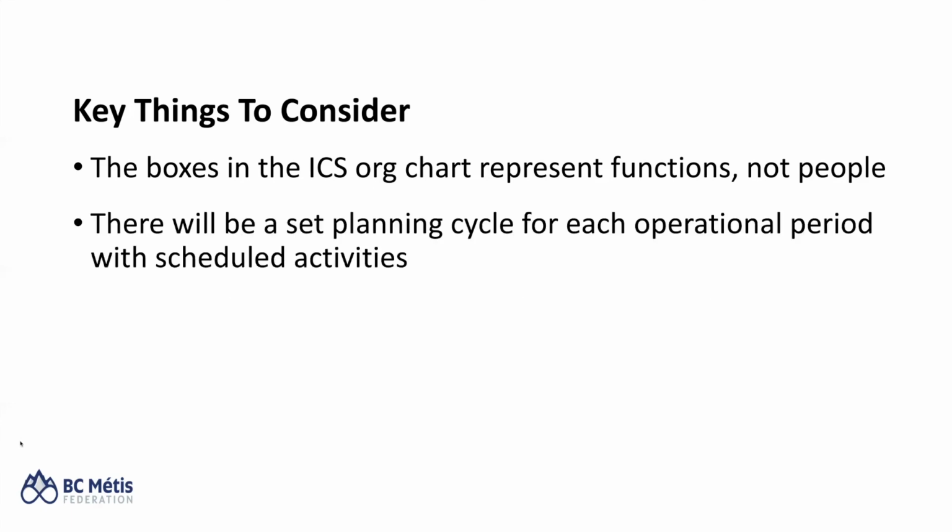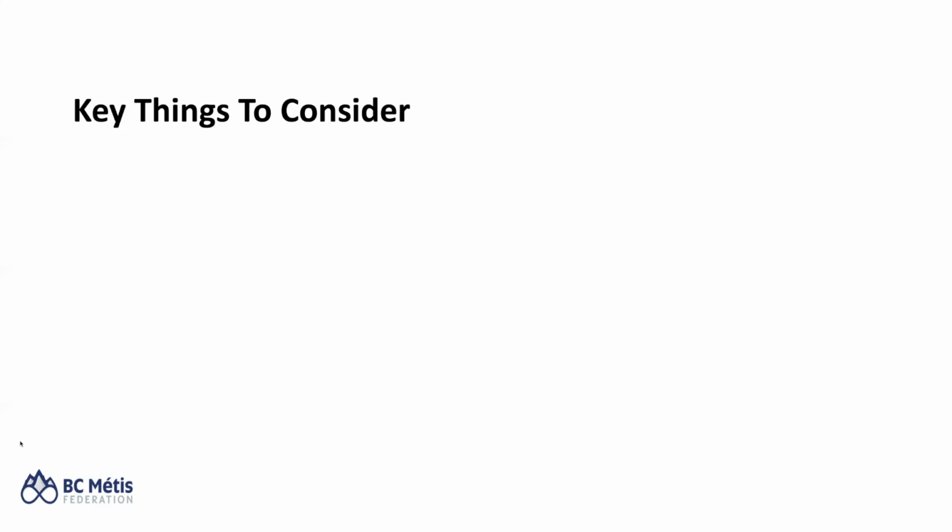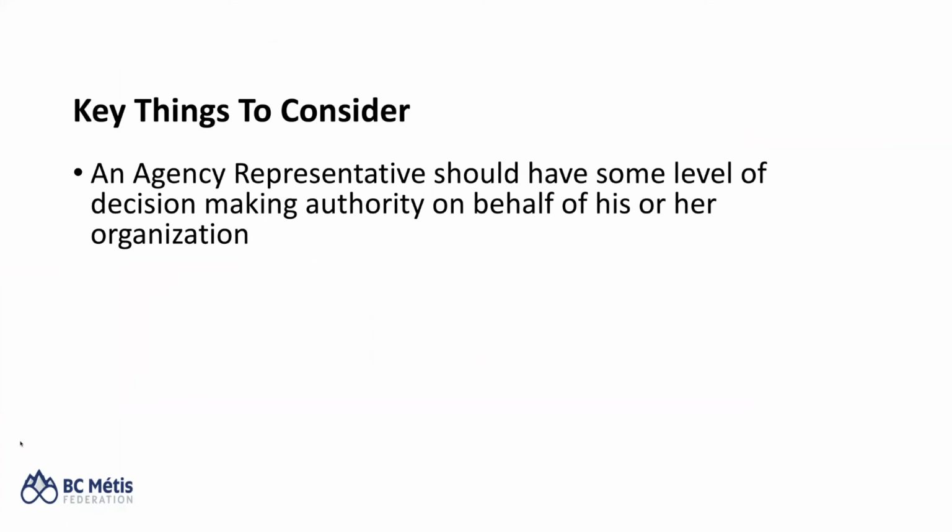There will be a set planning cycle for each operational period with scheduled activities. These can be section meetings, these can be briefings, and what have you. So it's important to get to know what that planning cycle is. If you're an agency representative, you will want to make sure that you are involved as appropriate at the different stages of the planning cycle. An agency representative may be invited into some of the activities related to situational awareness and possibly strategic planning, but you likely won't be invited to everything, as there may be conversations and considerations that have security or confidentiality around them. An agency representative should have some level of decision-making authority on behalf of his or her organization.